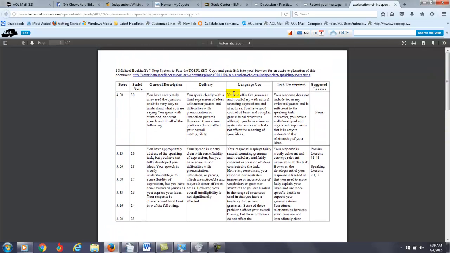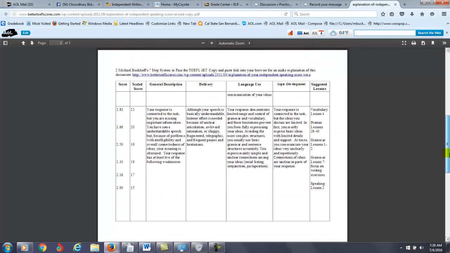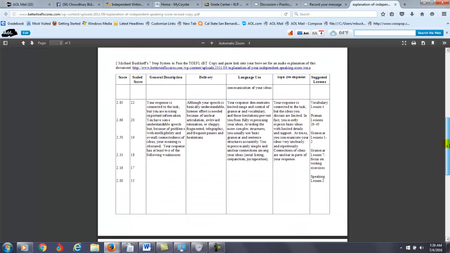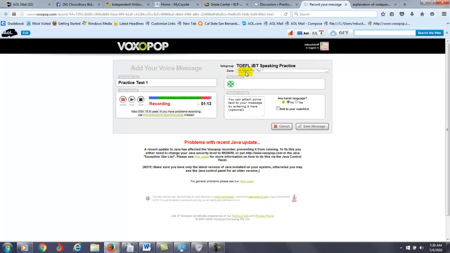I think from a, excuse me. From a delivery standpoint, overall, I can understand what you're saying, but you need to work on your intonation a little bit more. So you can go to pronunciation lessons 36 through 40 to get some general tips on that. Your score here, I'm going to put you at about 2.5 out of 4, 19 points out of 30 on this practice test.